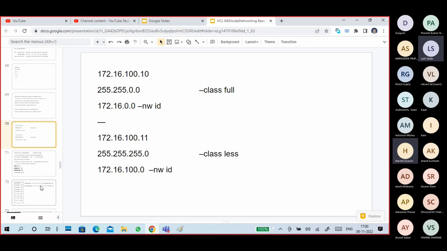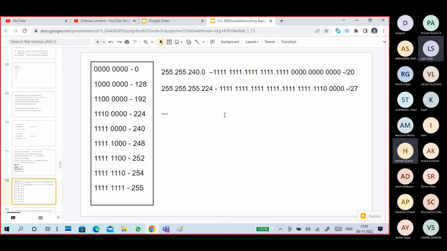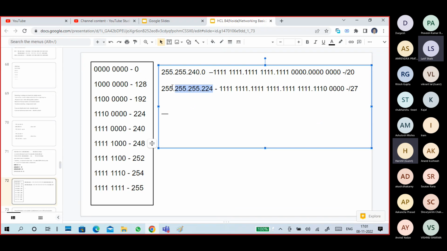Similarly, I have written something here. It is 128. So this is 2 to the power of 8, 256, which means 254 devices we are getting. But this is 2 to the power of 7, which means 128, minus 2, so 126 devices only. In this type of network, only 126 devices. So this is 224, right?